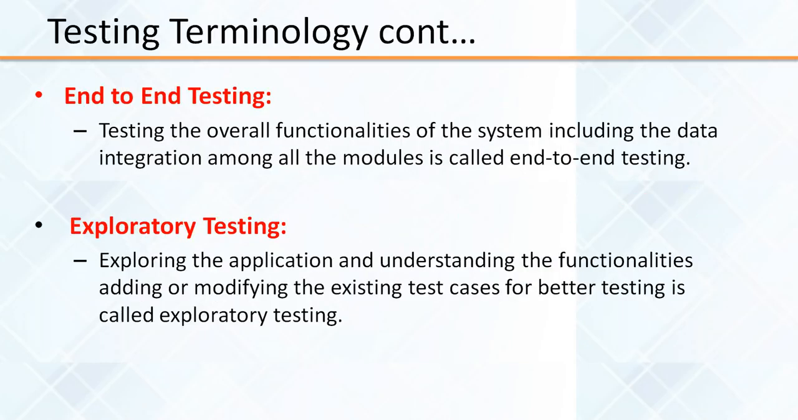End-to-end testing means testing the overall functionalities of the system, all the functionalities from the beginning to the end. People use this term very frequently. End-to-end testing means completely testing all the functionality of that application. Simple. But exploratory testing is a little bit different.